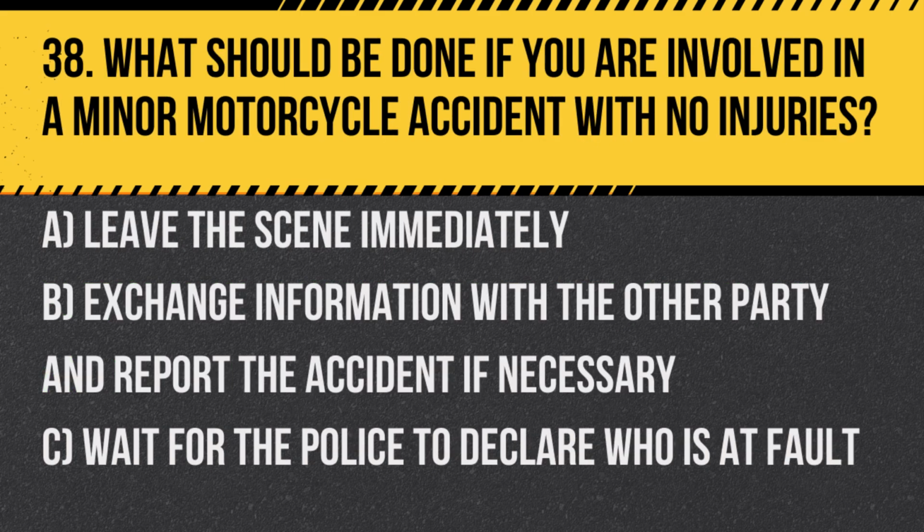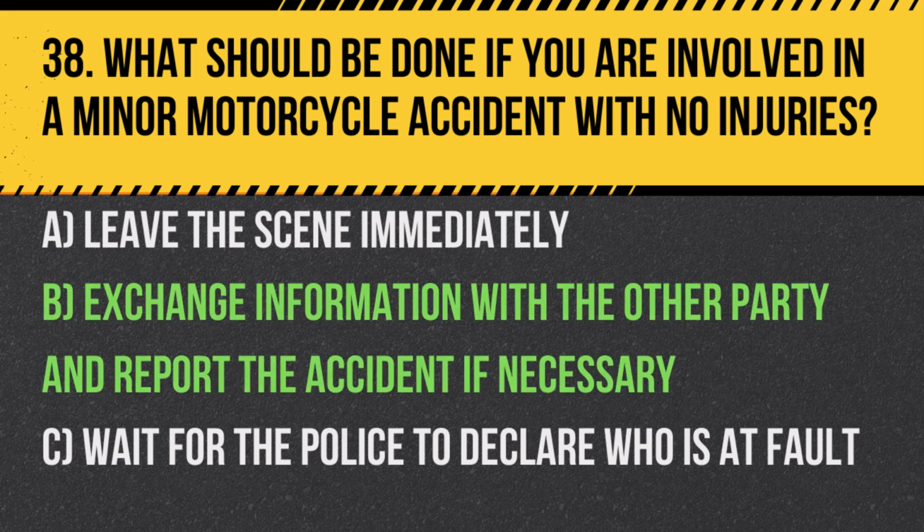Question 38. What should be done if you are involved in a minor motorcycle accident with no injuries? A. Leave the scene immediately. B. Exchange information with the other party and report the accident if necessary. C. Wait for the police to declare who is at fault.